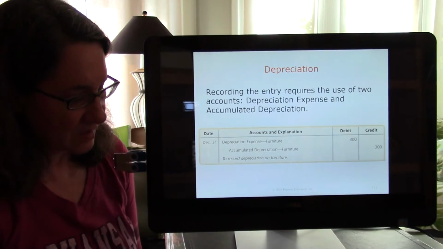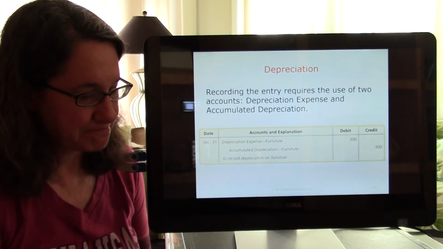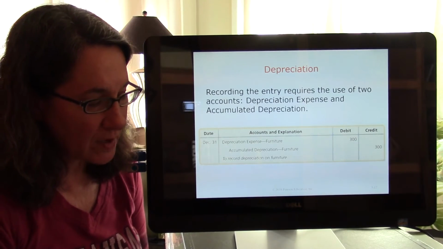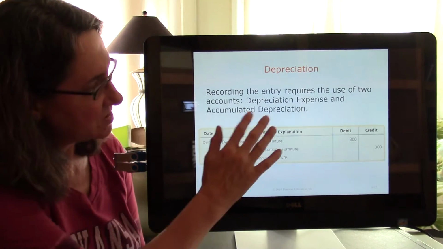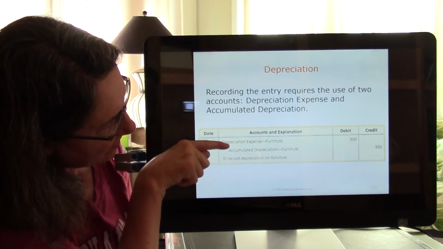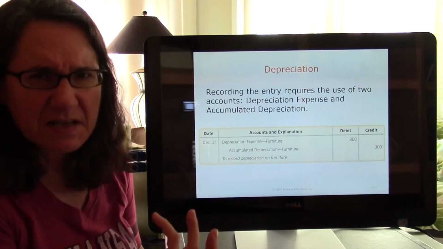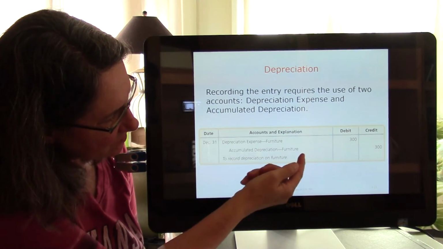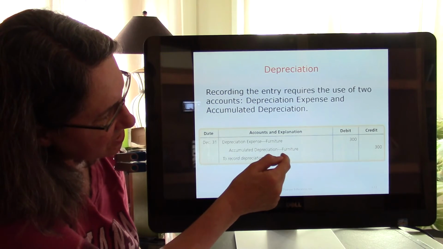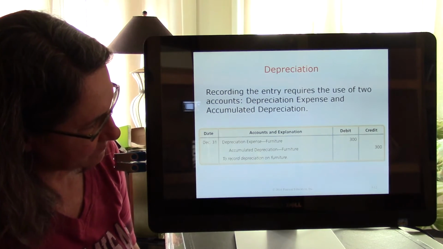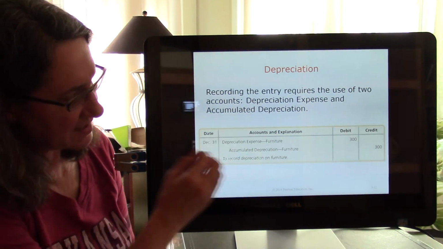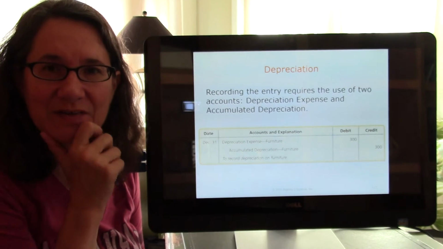So, let's talk about recording the entry. Recording the entry for depreciation. This is it. Depreciation expense, which makes sense. And then there's this other interesting account, accumulated depreciation, furniture. Let's talk about that because that's a brand new concept for us.